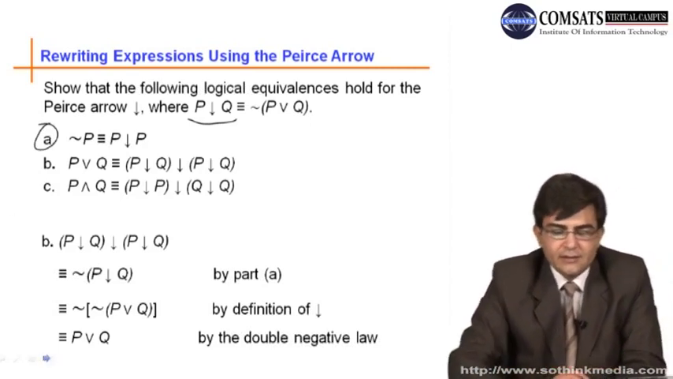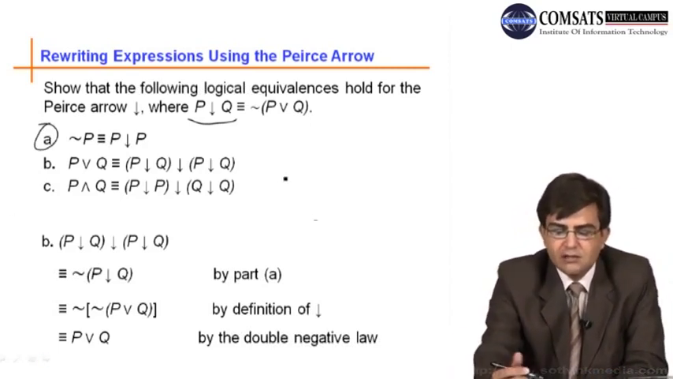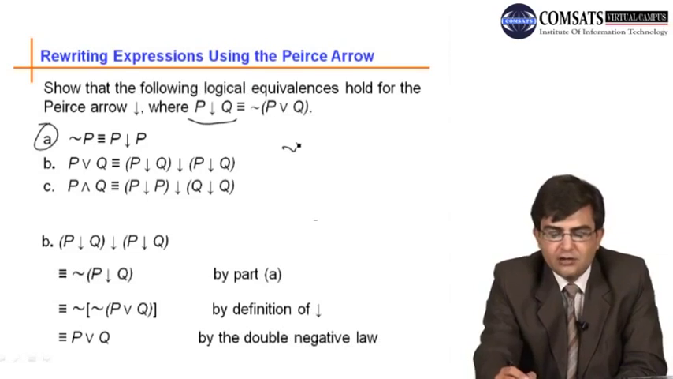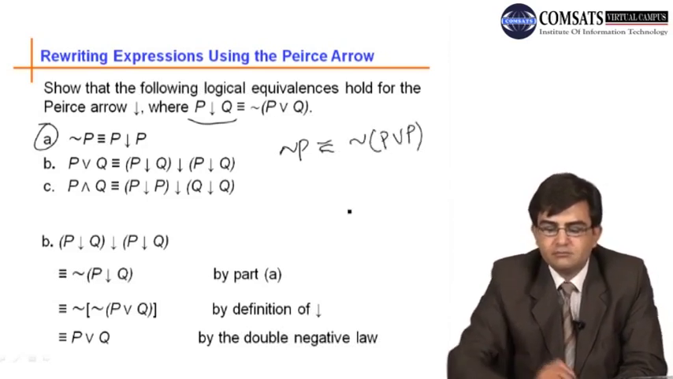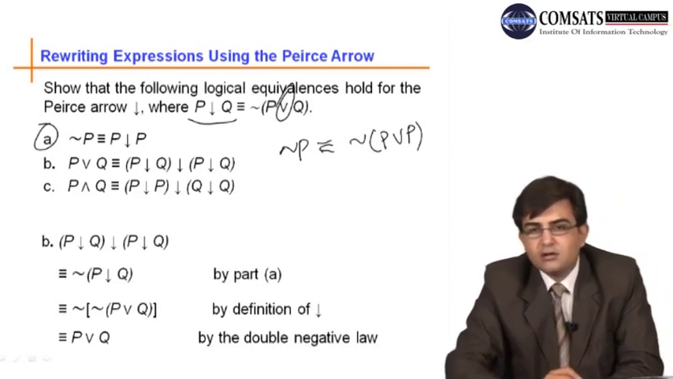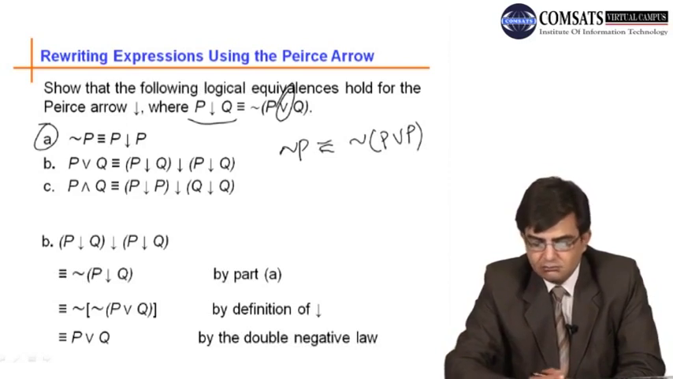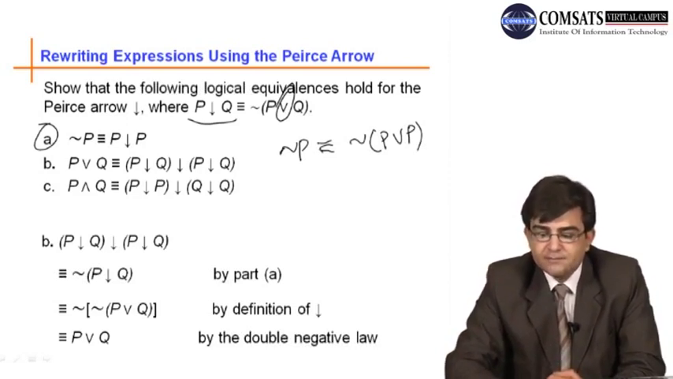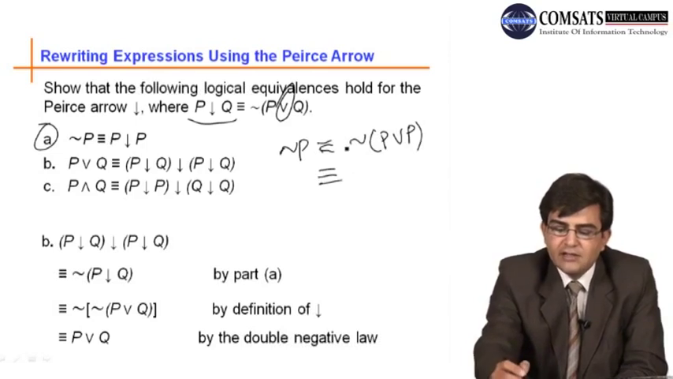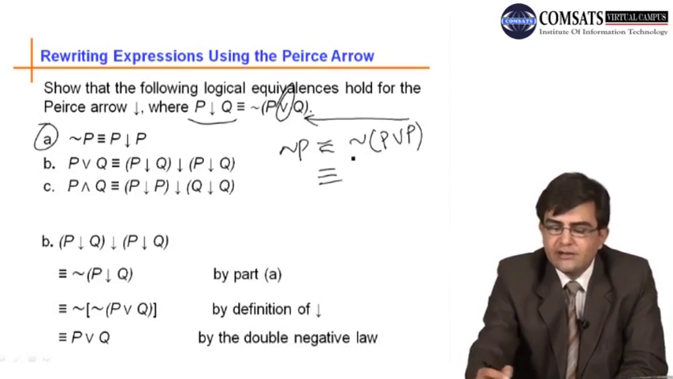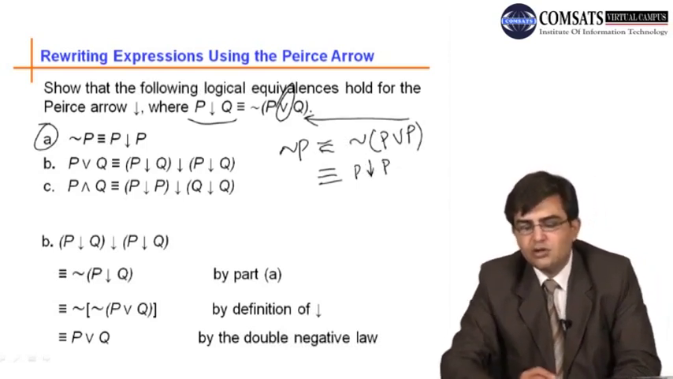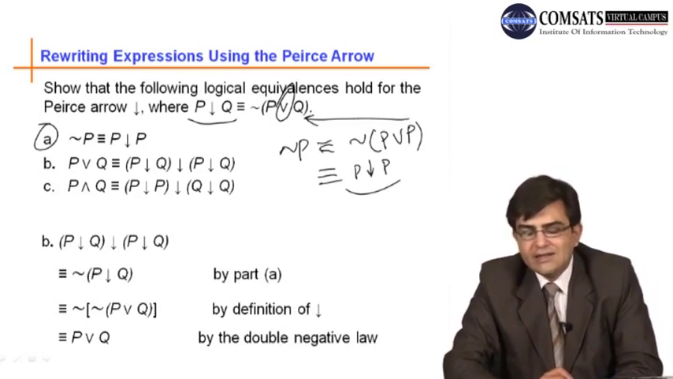Here in the first part, NOT P, by using the same logic but a little bit different, NOT P is logically equivalent to NOT of P or P, because in this definition we have OR. So we can write here P as P or P by using the rules of logic. Now here we have P instead of Q, so we can write it as P Pierce arrow P. So NOT P is logically equivalent to P Pierce arrow P.